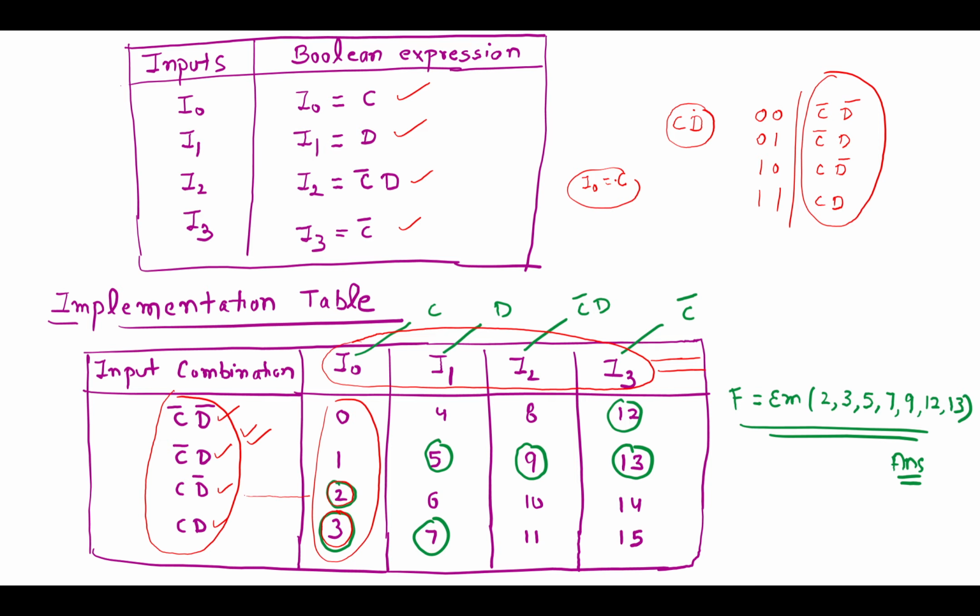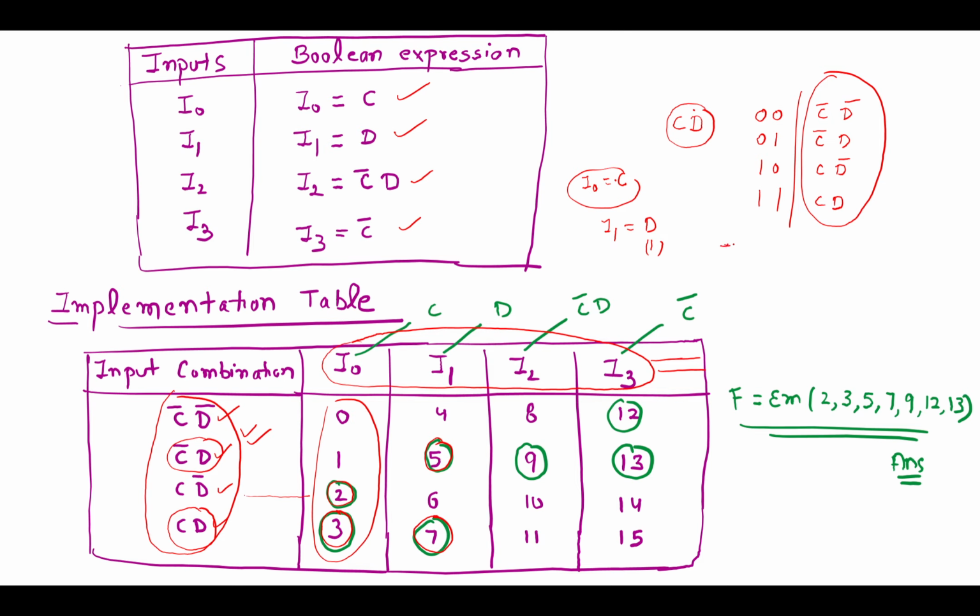Now we come to the next column, that is I1. So we know the I1 value is D. That means this value is 1. So in which case is your D value 1? There are two possibilities here. This is one case, where the D value is 1, and here also the D value is 1. So this minterm is highlighted here.